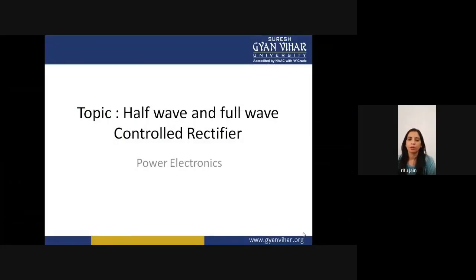Good morning, all. In this lecture, the topic is half wave and full wave control rectifier. In the previous lectures, we have already discussed what a control rectifier and an uncontrolled rectifier are, what the different types of control rectifier are, what kind of power electronics element or device we use to make the uncontrolled rectifier, and what kind of power electronics elements we are using to make the control rectifier. So this is the topic of half wave and full wave control rectifier.